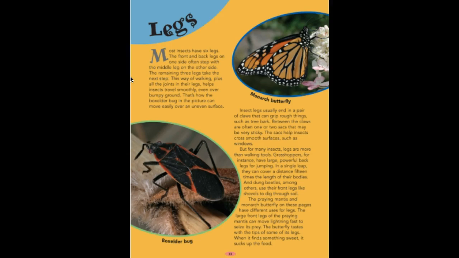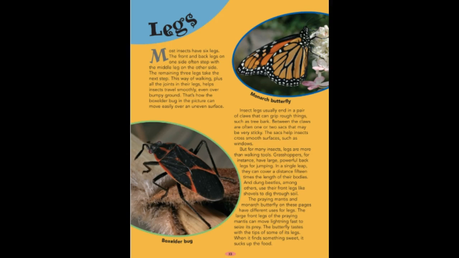That's how the box elder bug in the picture can move easily over an uneven surface. Insect legs usually end in a pair of claws that can grip rough things, such as tree bark. Between the claws are often one of the 2 sacs that may be very sticky. The sacs help insects cross smooth surfaces, such as windows.